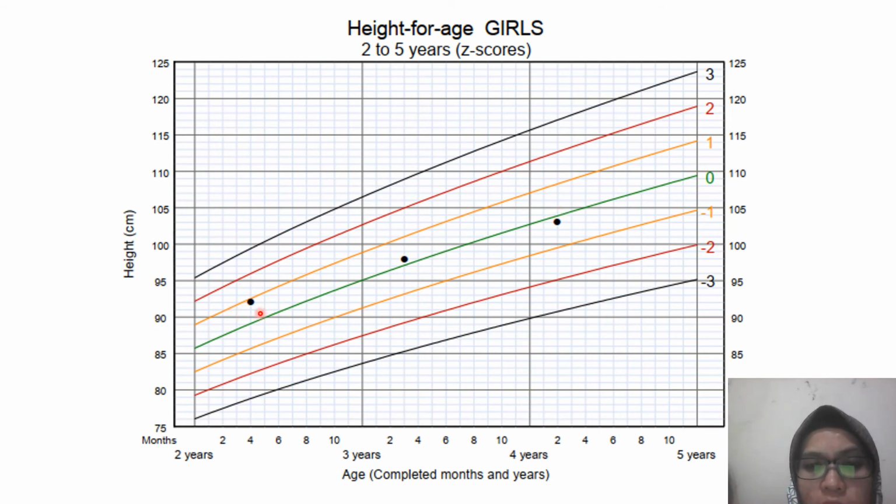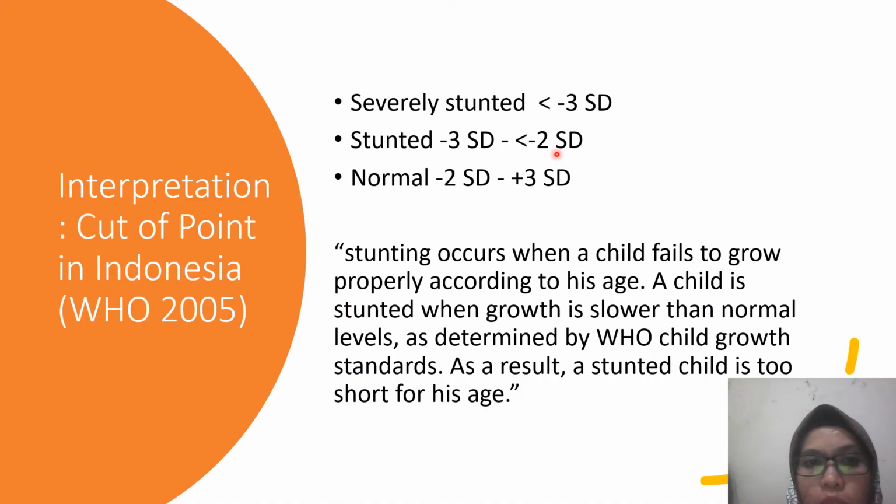So we can mark this in the meeting point on the X and H. Finally, we move on to the interpretation. In Indonesia, based on the WHO growth chart standard, stunting assessment based on Z-score value, length or height for age, can be grouped into the following.